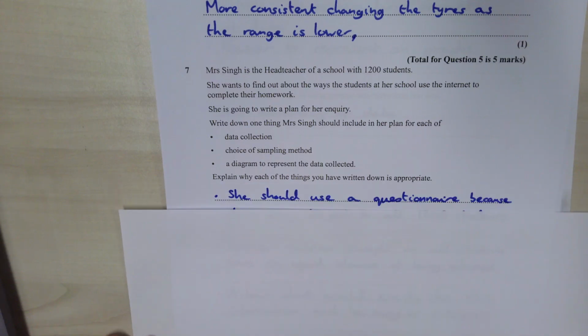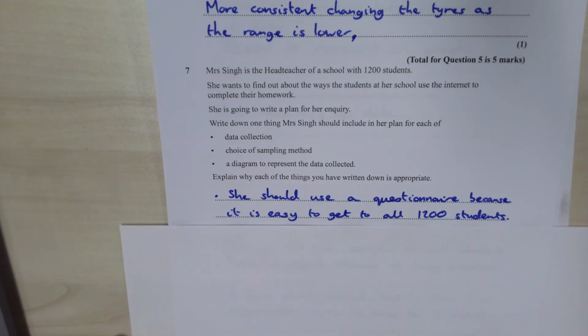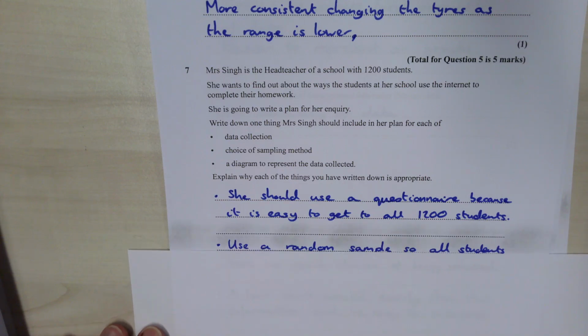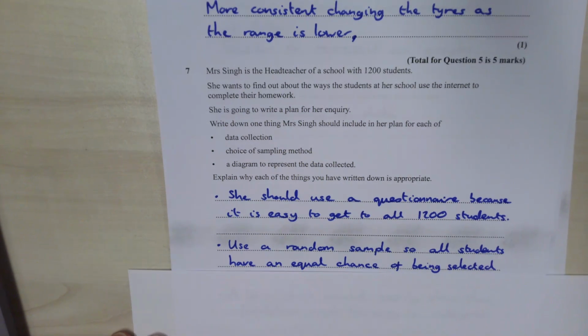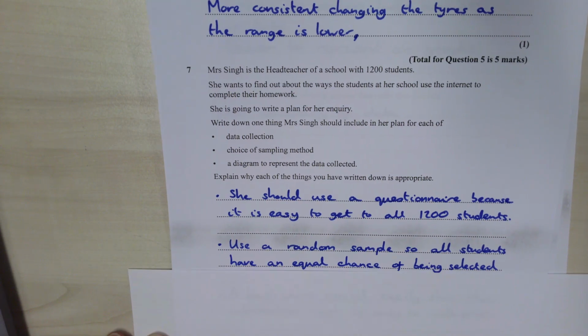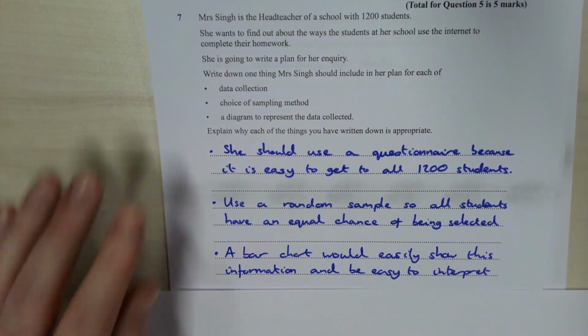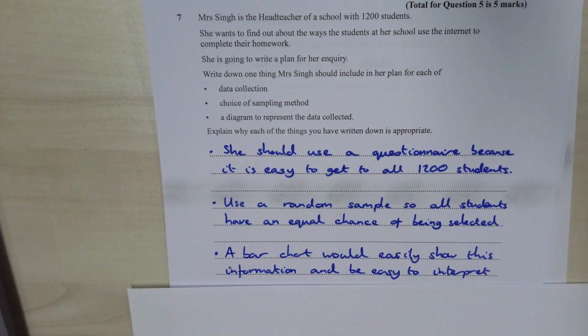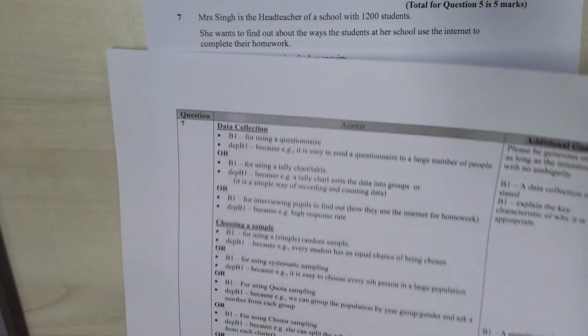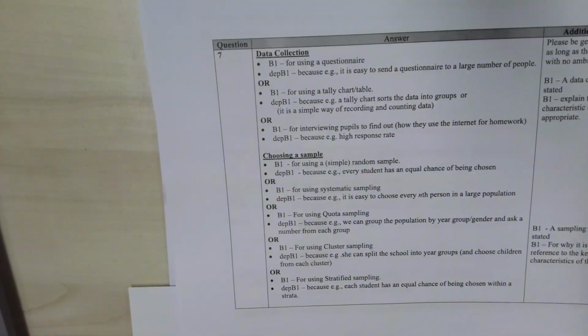So for data collection, I suggest that you should use a questionnaire because it is an easy thing to get to all 1,200 students within the school. In terms of my sampling method, I've suggested a random sample so that all students within the school have an equal chance of being selected. And then in terms of representing the data, I have suggested a bar chart would easily show this information and be easy to interpret.